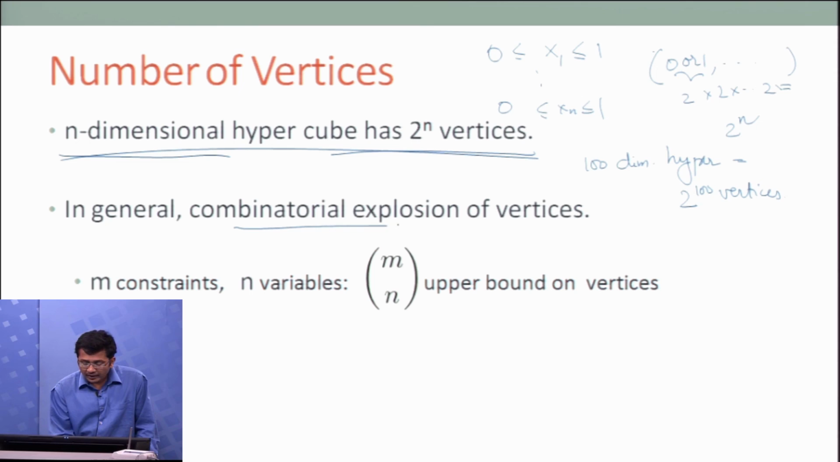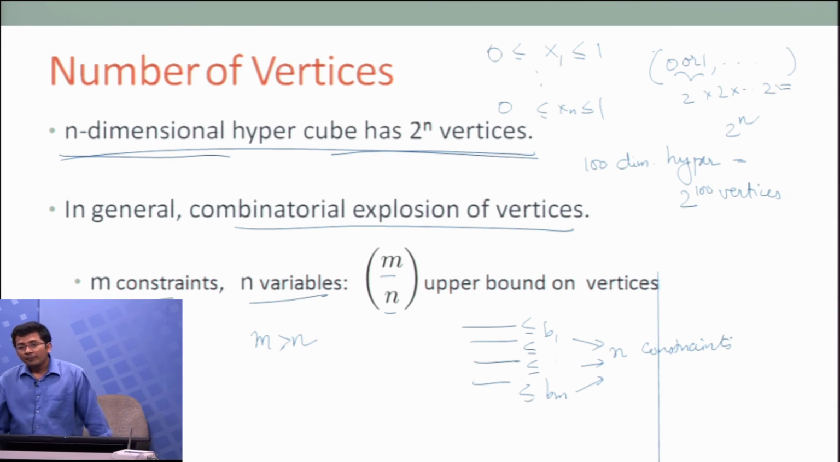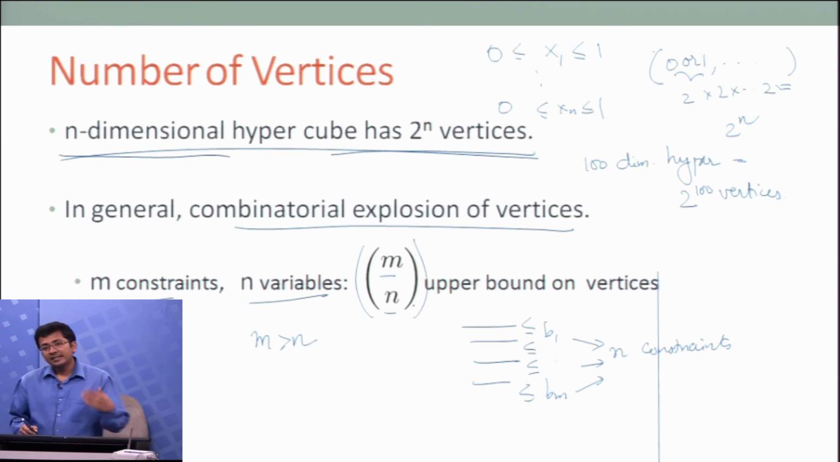And there is a combinatorial explosion. If you have m constraints and n variables, assume m greater than n, the upper bound on the number of vertices is m choose n. Why is that? If you have m constraints, you can choose to saturate or activate any n of these constraints and hope that it defines a vertex. Although we saw that not every combination of n defines a vertex, and some combinations of n will define the same vertex again and again. We saw all of these. Therefore, in general, the actual number of vertices tends to be much less than m choose n, but it's still an upper bound on the number of vertices.